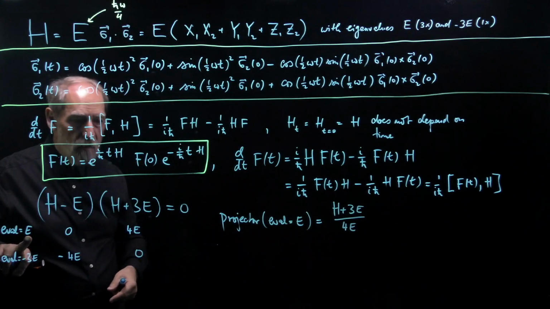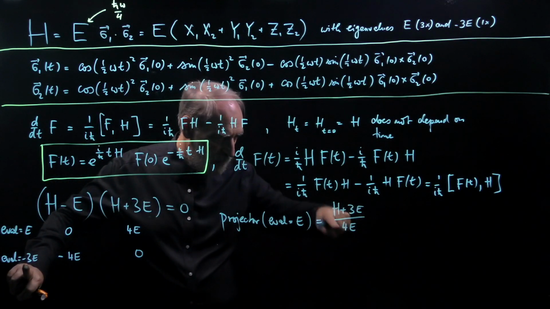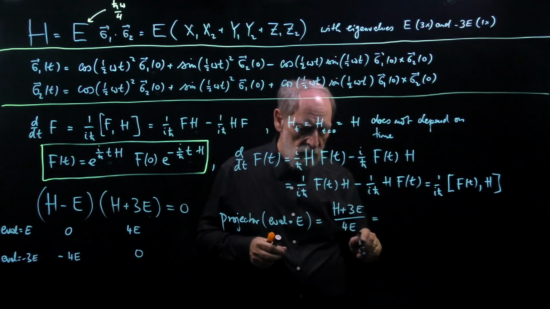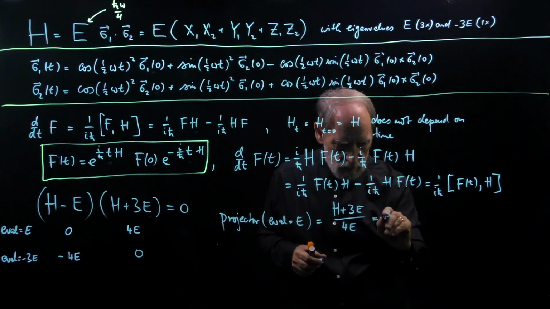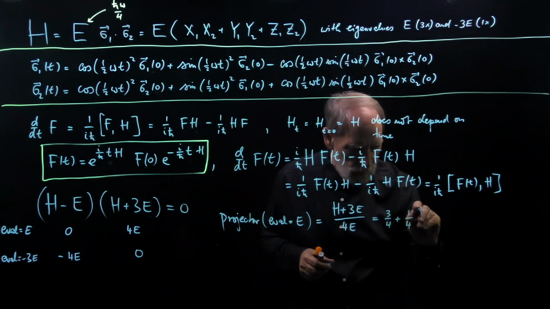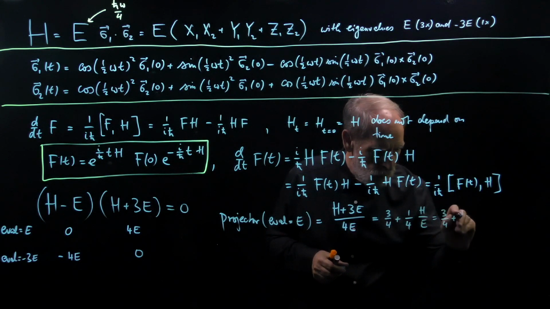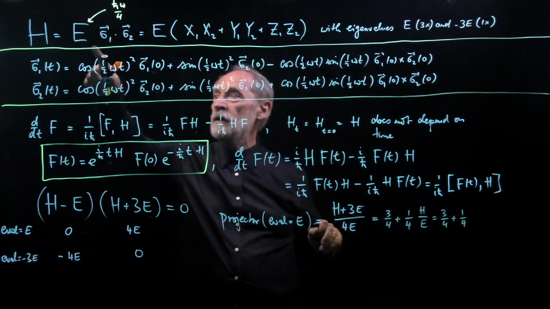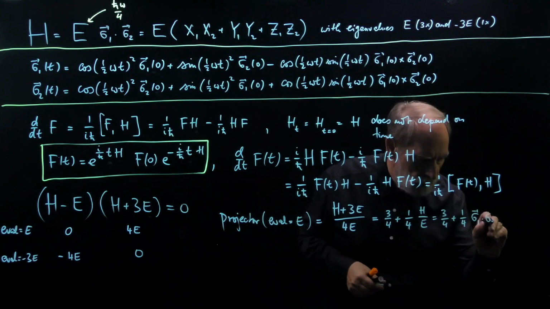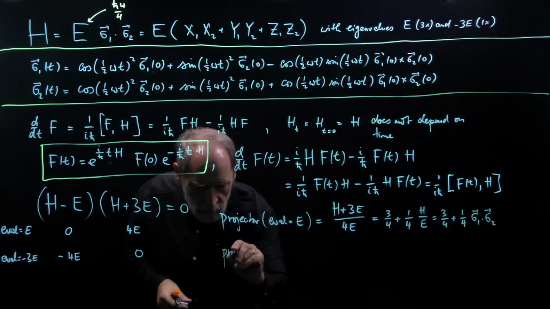And I have to get 0 for the other eigenvalue, which is negative 3E. So if H takes on negative 3E, I just get 0. So the projector for eigenvalue E is 3/4 plus 1/4 of the Hamilton operator divided by E, and the Hamilton operator divided by E is just sigma 1 dot sigma 2. What is the projector for the other eigenvalue?